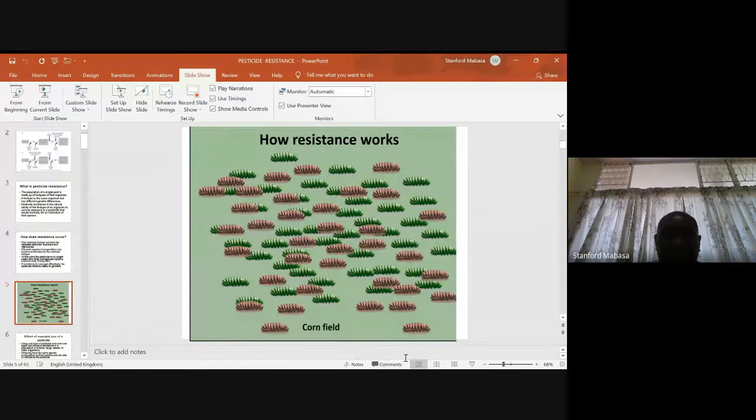Here I've got a pest. You can see we have got green larva and brown or reddish larva, just showing you that within the population of a pest, you could have some differences. Let's suppose the red one was resistant. We may remove all the green ones and remain with the red ones. And eventually, they will give us the problem.